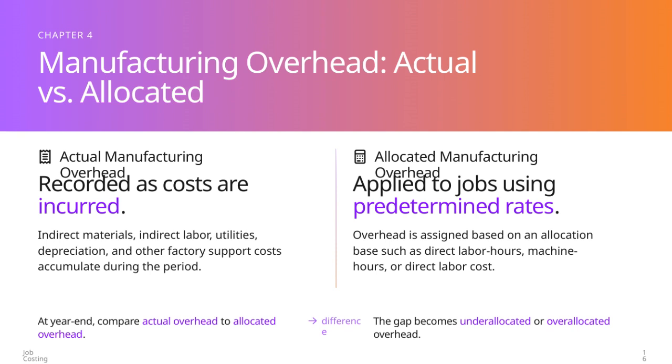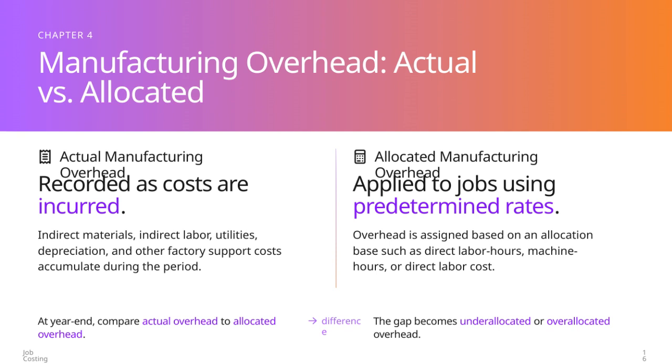On the other hand, allocated manufacturing overhead is the amount applied to jobs using predetermined rates before the actual costs are fully known. This allocation is based on an allocation base like direct labor hours, machine hours, or direct labor cost, giving us a systematic way to assign overhead to different jobs.